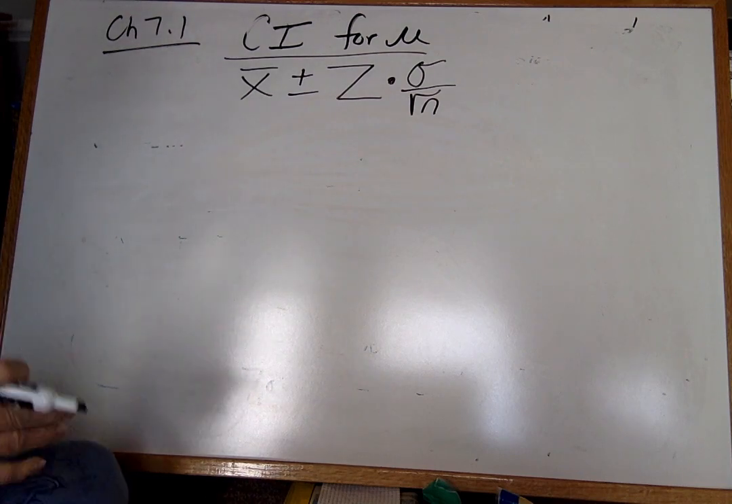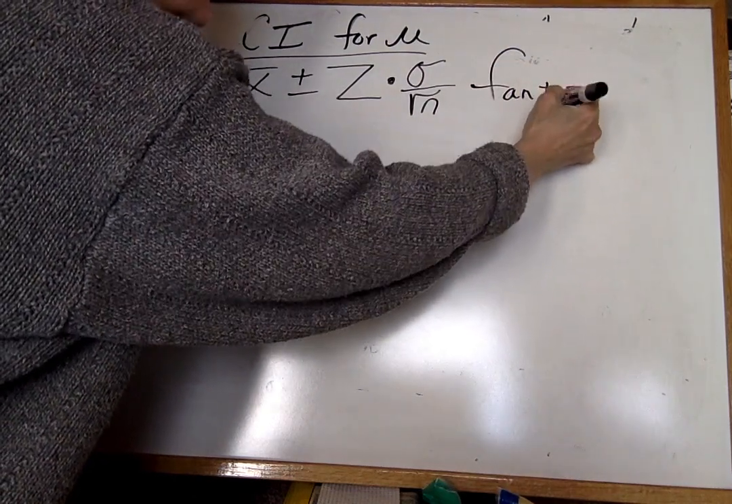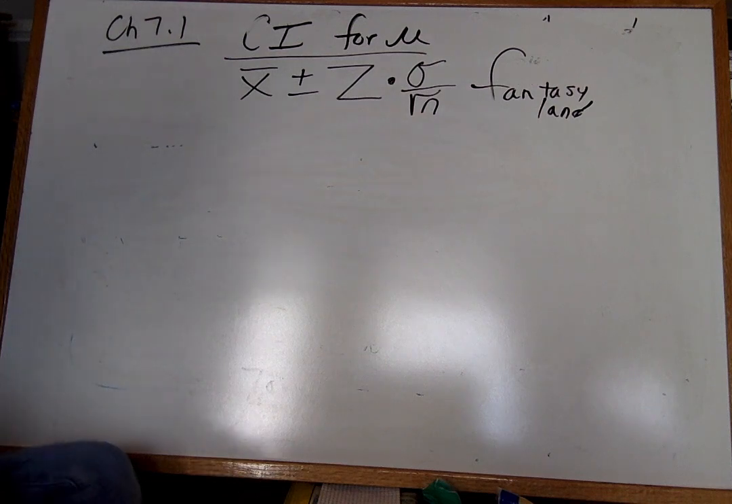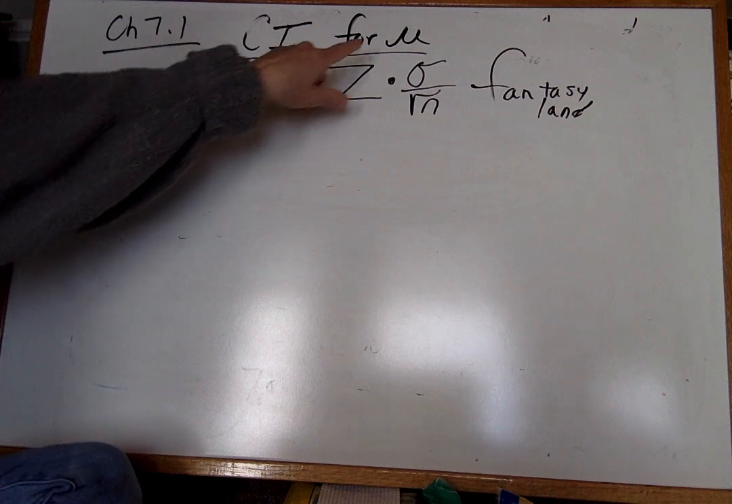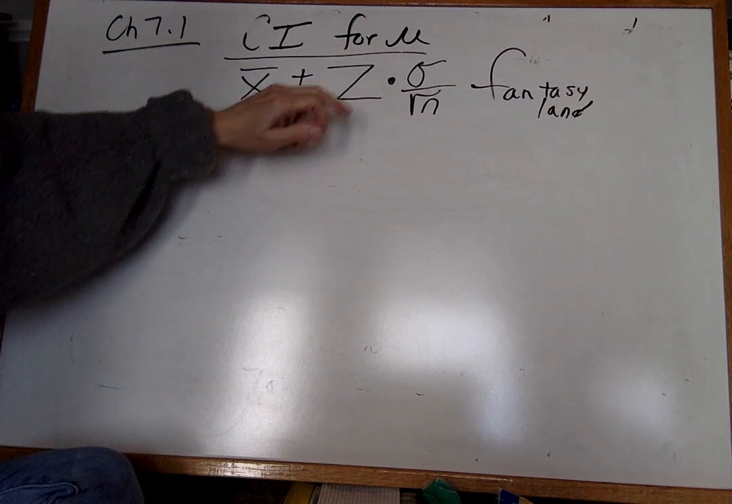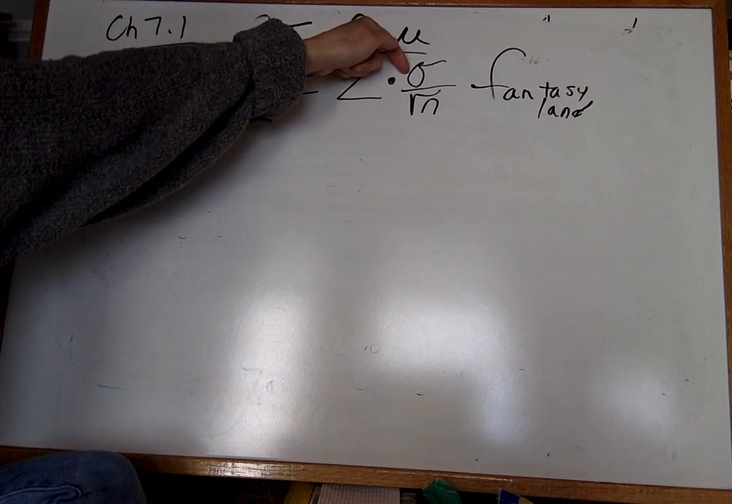Now, here's the problem though. This is fantasy land. This is why I don't assign problems from chapter 7.1. This is not real life. If I don't know what the population mean is, why in the world would I think that I know what the population standard deviation is?